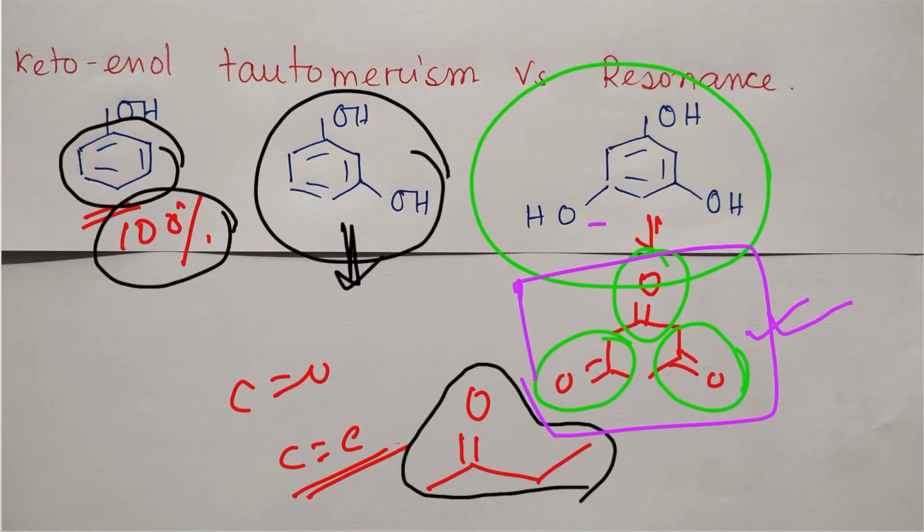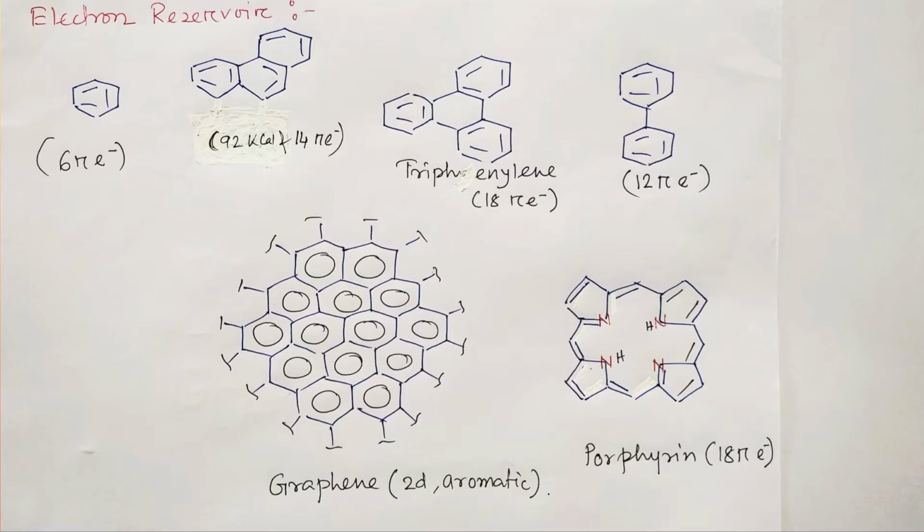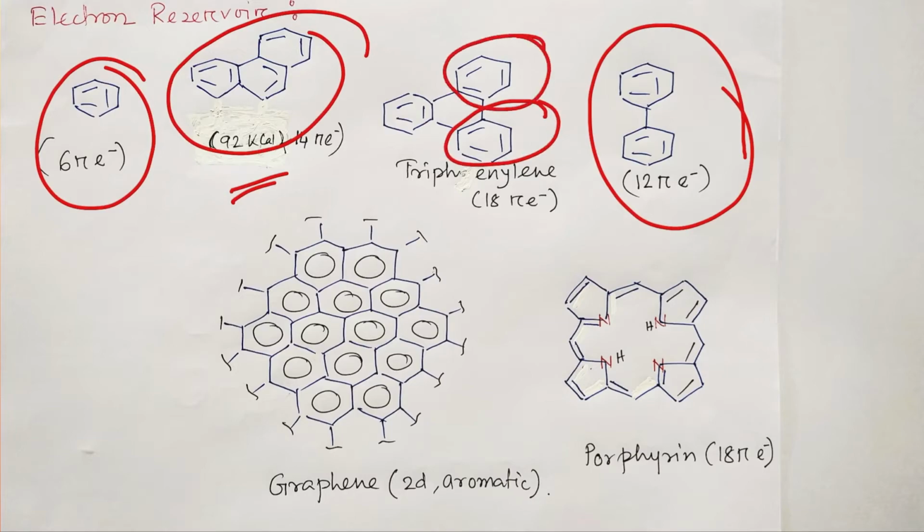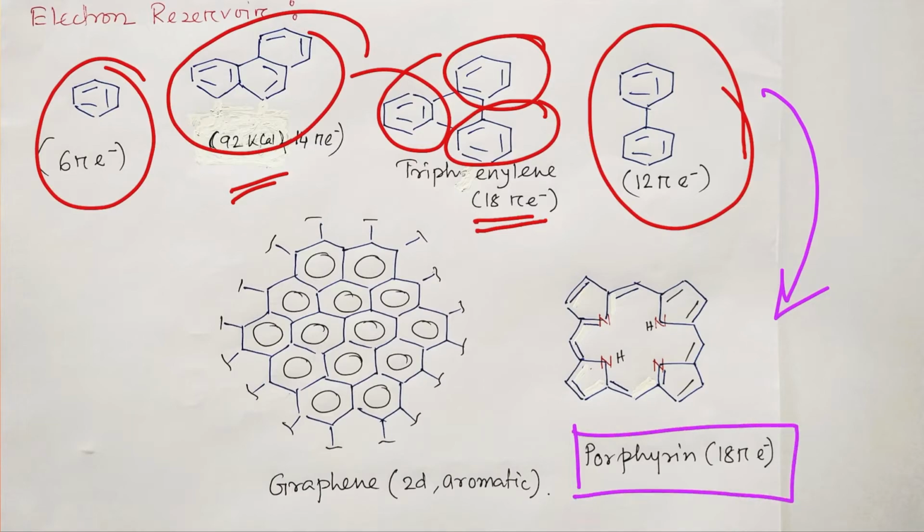Okay, now from this understanding we can conclude and make some extension. If you look at benzene, it's 6 pi electrons. If you look at biphenyl, it's 12 pi electrons. If you look at anthracene, it's actually 14 pi electrons. And if you look at triphenyl, it means 3 benzene nuclei separately attached together, it is 18 pi electrons. All are actually aromatic. So not only that, if you go from here to macrocycles like this porphyrin, it's 18 pi electrons, we know all are actually electron rich.